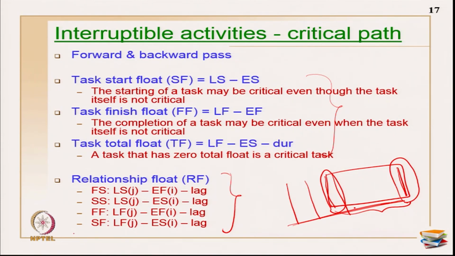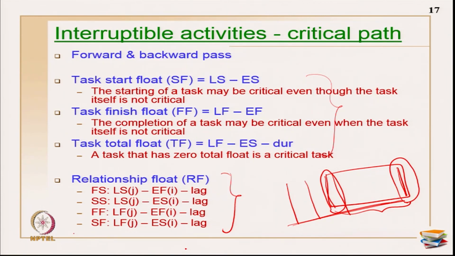Okay. So, now let us see this task start float. The formula is late start minus early start. And what is the meaning of the task float? The start of an activity or a task may be critical, even though the task itself need not be critical. Okay. And task finish float is given by the formula late finish minus early finish. The completion of a task may be critical even when the entire activity is not critical. It need not be critical. Okay. In task total float, the formula is late finish minus early finish minus duration.